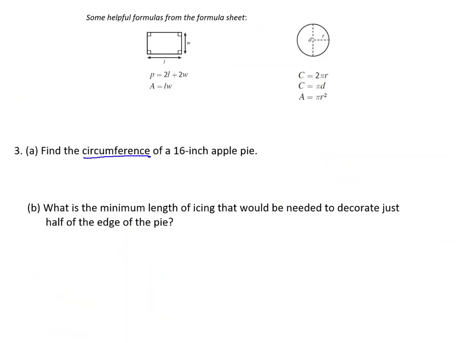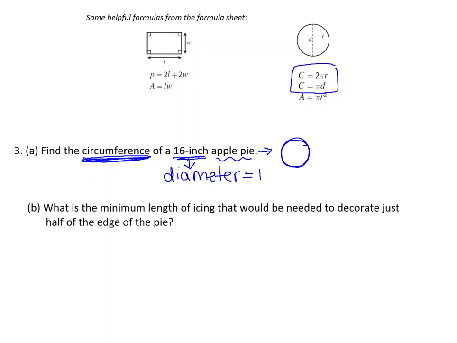Number 3, find the circumference of a 16-inch apple pie. So because we know an apple pie is the shape of a circle, and the word circumference tells us we're referring to a circle, we're going to use one of the formulas from our circle. C is circumference. 16-inch references the diameter. The diameter of our circle is 16 inches. D is what we use for diameter. So notice the circumference formula that has the D in it. That's what we will use here.